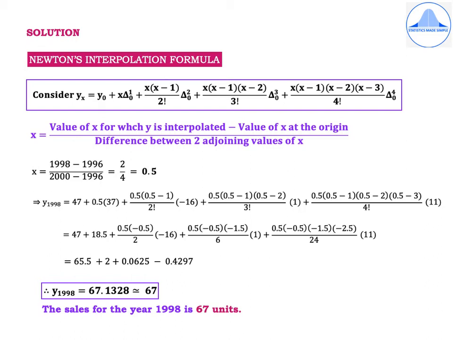plus 0.0625 minus 0.4297. Therefore, y subscript 1998 is equal to 67.1328, and you approximate it to a whole number, that is 67. So you'll get the sales for the year 1998 is 67 units.